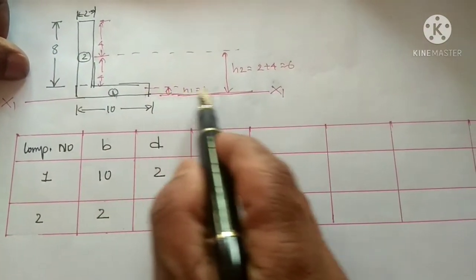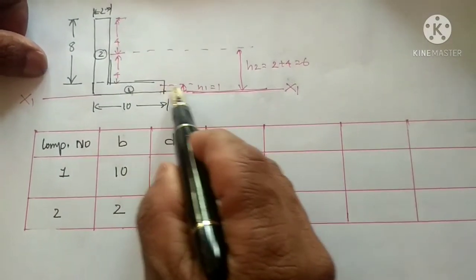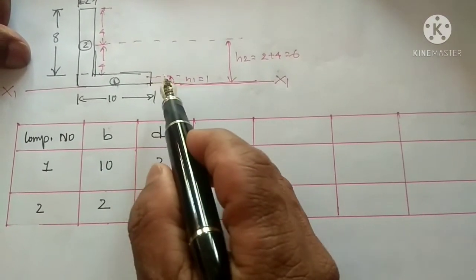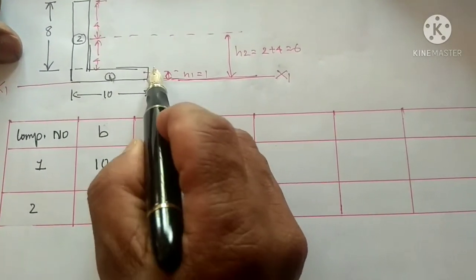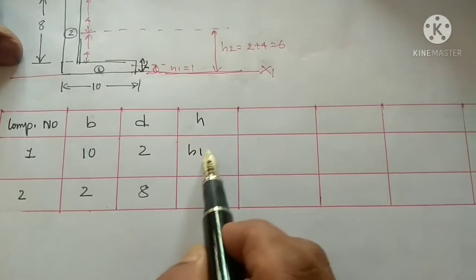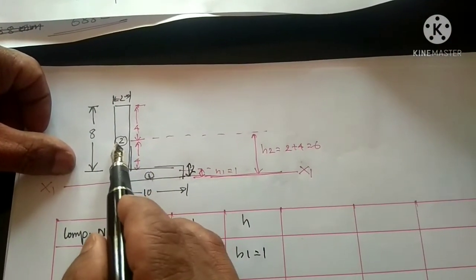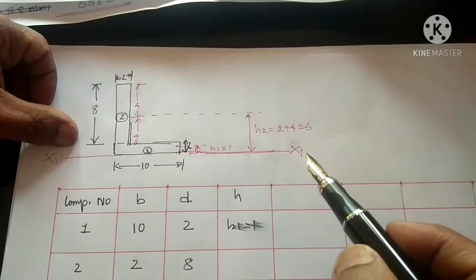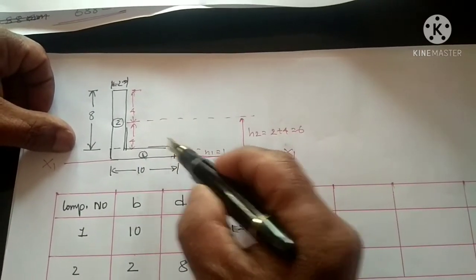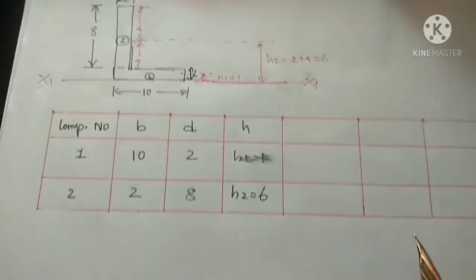And for the first component, the distance from the reference axis to its centroidal axis, which is H1. H1 is equal to 1, that is half of this 2. In the case of the second component, its centroidal axis is here, and the distance from the reference axis is this 2 plus this 4. So H2 is equal to 6.